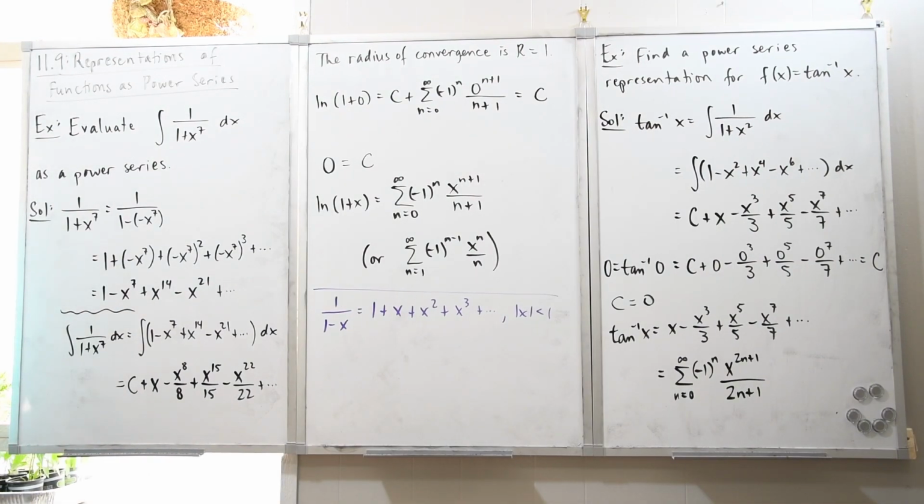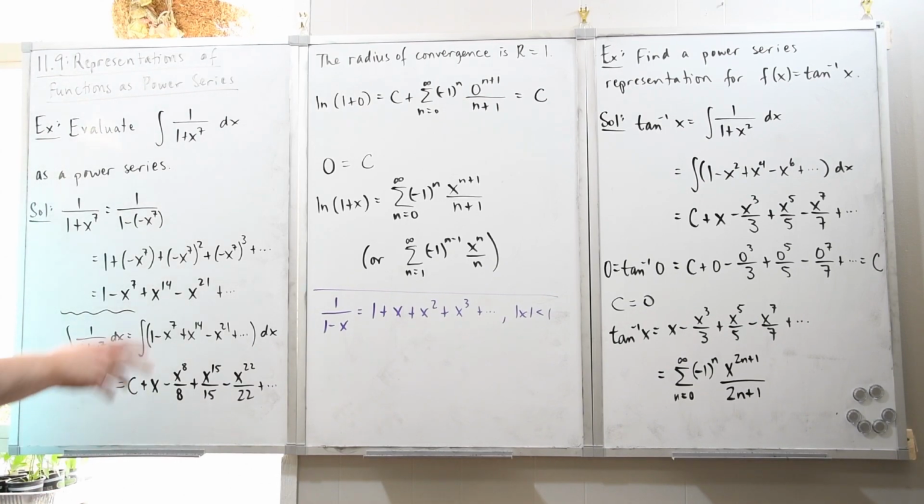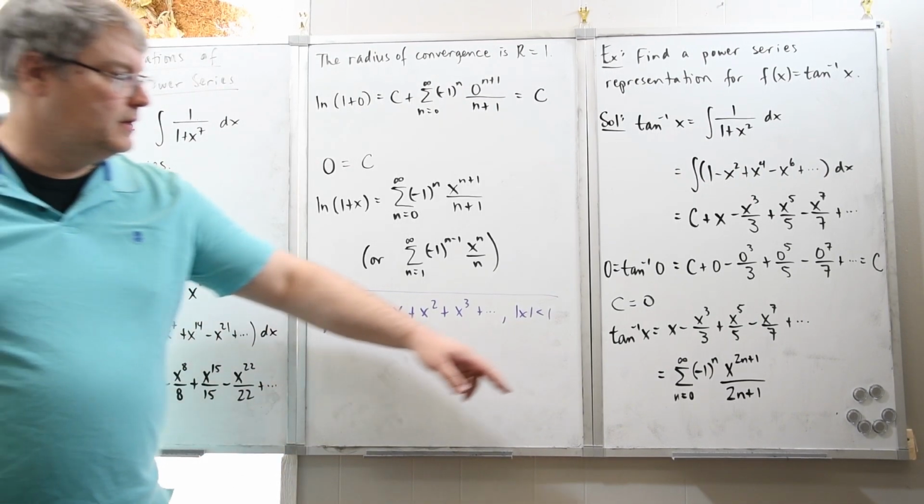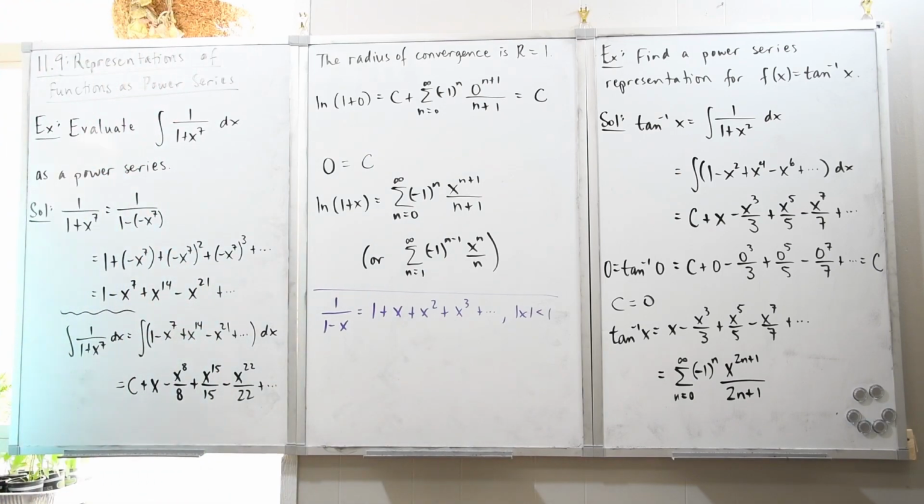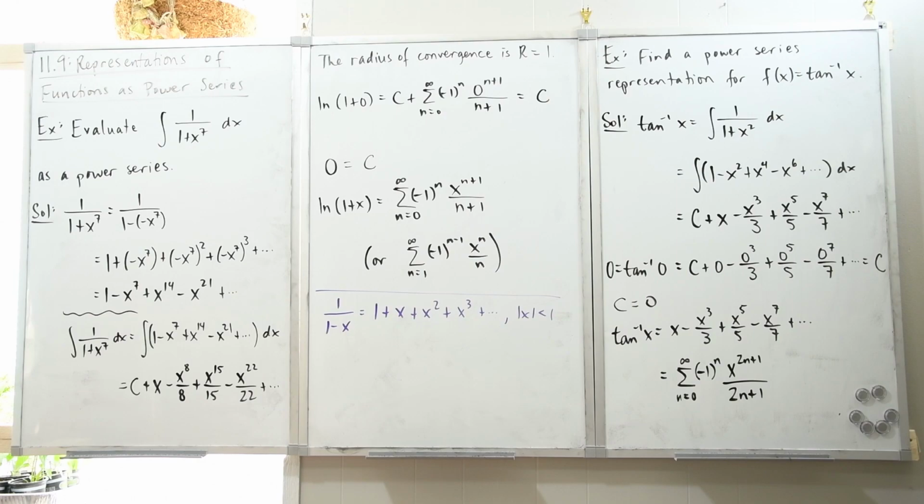And so one thing that's definitely worth mentioning here is that for this example, and also for this previous example, the radius of convergence is going to be equal to 1. And with that, section 11.9 is finished.